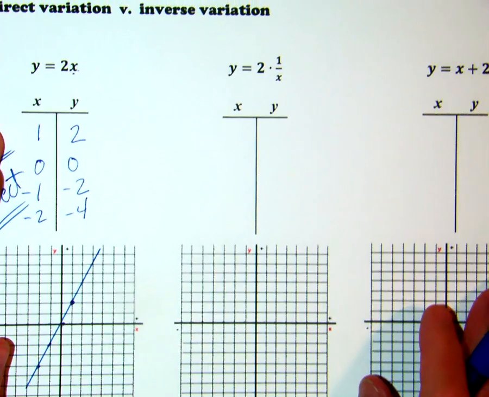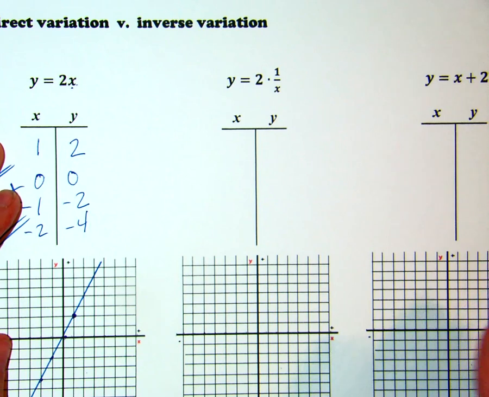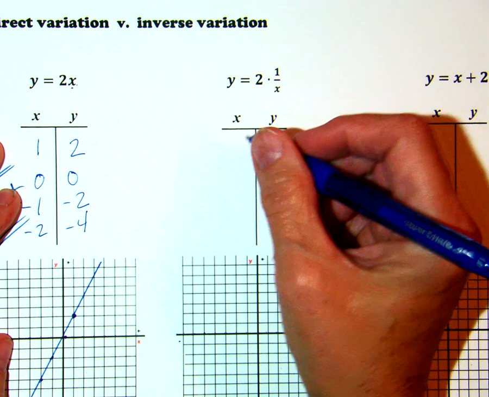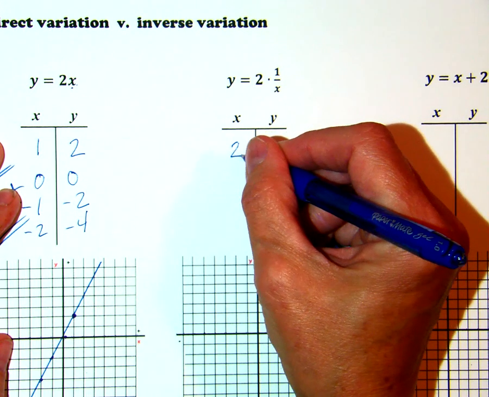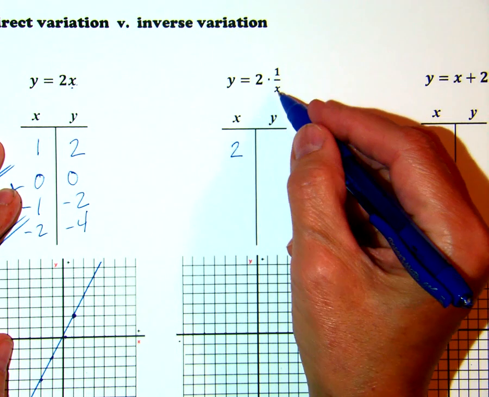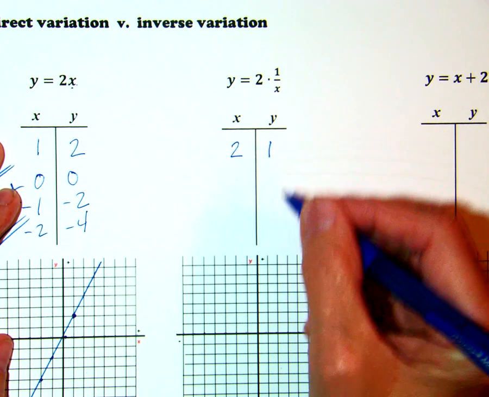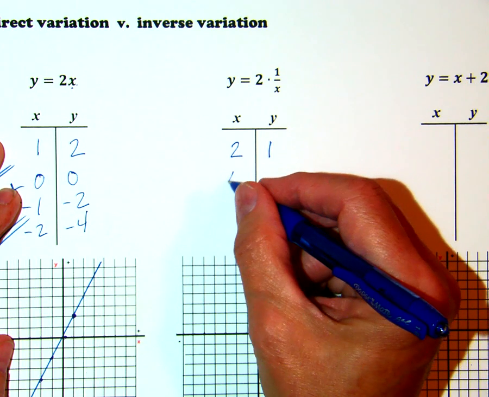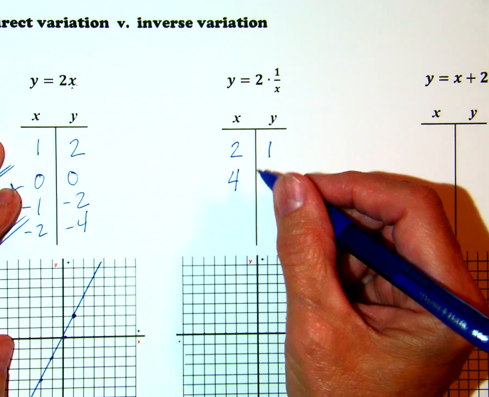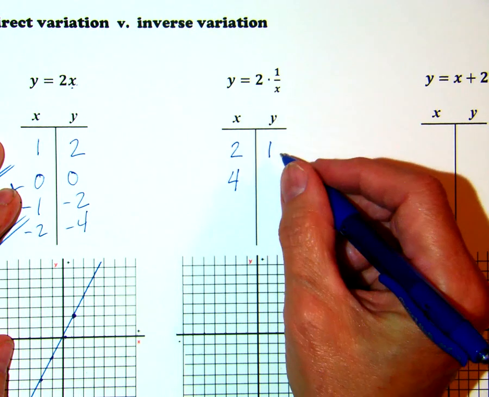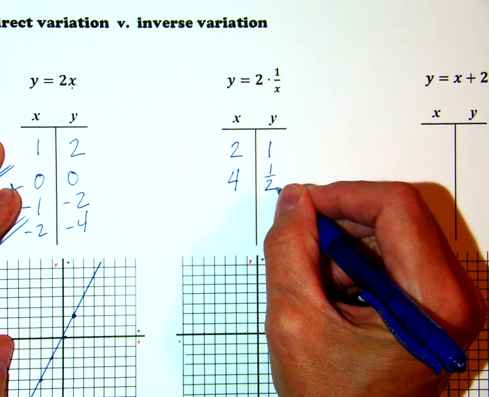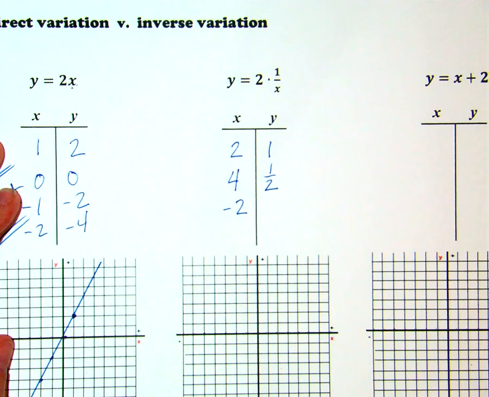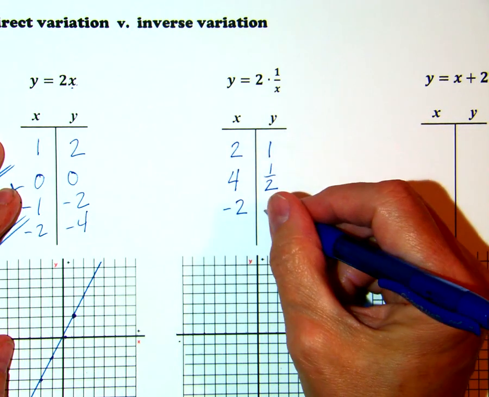The next one. Direct or inverse? Y equals 2 times 1 over x. So what if I start with x is 2? 1 over x, that's 1 over 2. That's half of 2, which is 1. What if I say that x is 4? Well then that would be 1 over 4 times 2. Well, that's 1/2. What about if negative 2 for x? Then that would be negative 1.